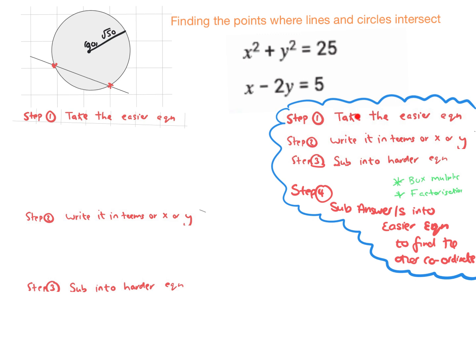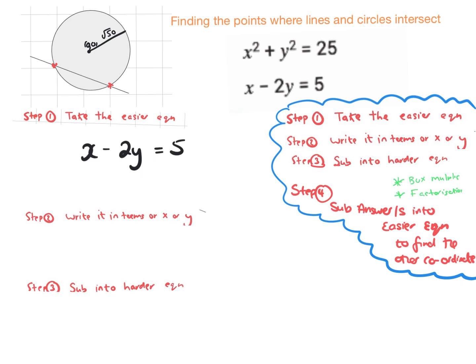So I have my steps written down here. The first one I'm going to do is take the easier equation. When you look at these, one of these has squares in it and one of these doesn't. The one that doesn't have squares in it is the easier equation. So I am taking x minus 2y equals 5 as the easier equation.